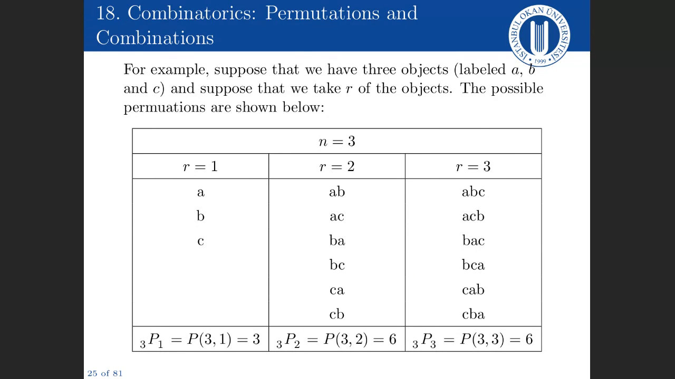Or let's suppose from our 3 objects, we take all 3 objects. How many ways are there of arranging them? ABC, ACB, BAC, BCA, CAB, or CBA. We can see that there are 6 ways of arranging 3 objects taken from a total of 3.